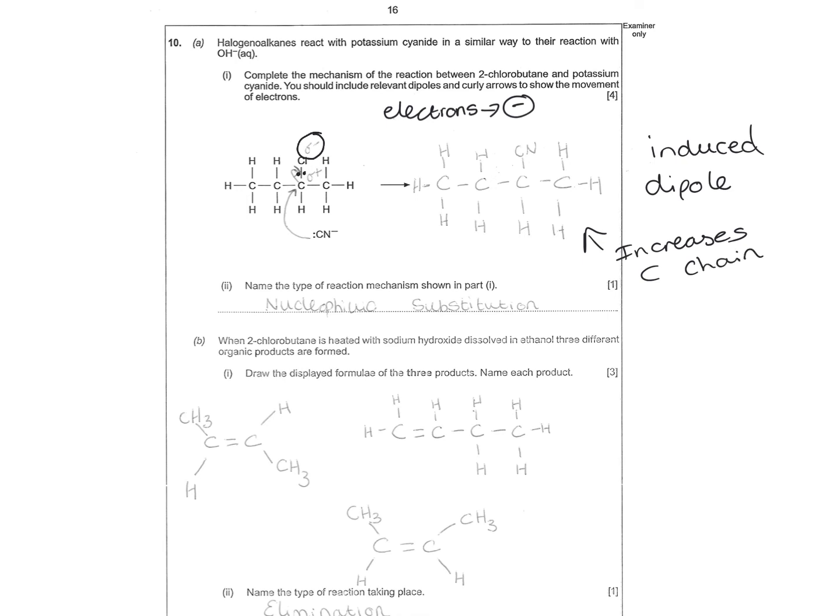And then you have a free chlorine then to go and do something else. Type of reaction, nucleophilic, because it's something that loves the nucleus, the positive aspect of that carbon. Substitution, because you're substituting the cyanide ion for the chlorine.